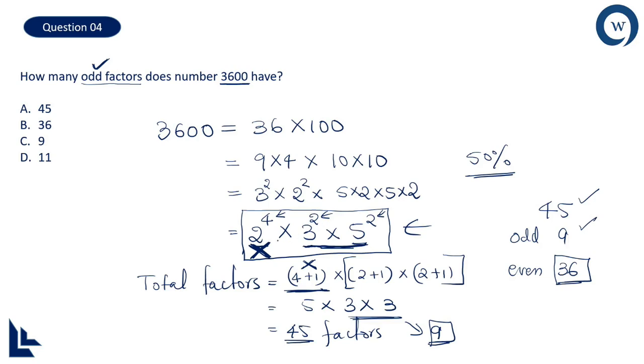Odd factors, you know that, right? Remove this 2 and then multiply the incremented powers of the remaining prime numbers. So you get 3 into 3, which is 9, and then simply multiply it with the power of 2. That will give you the even factors. Now 3 into 3, I got 9 as the answer, right? 9 into 4 is 36, the answer.